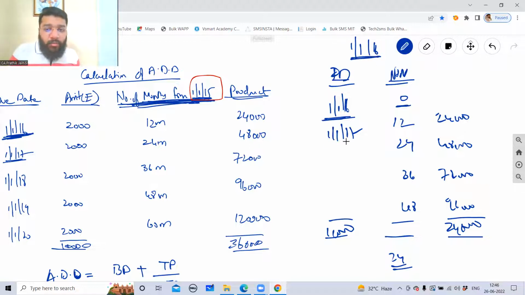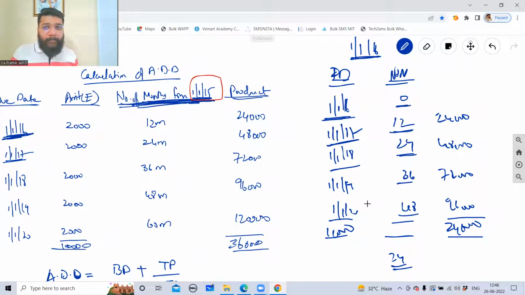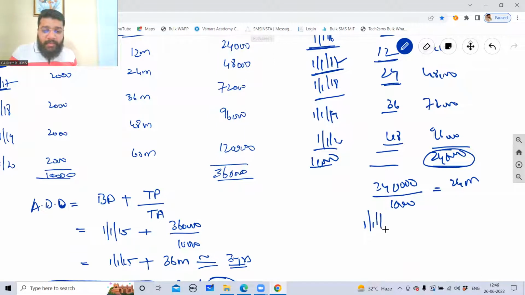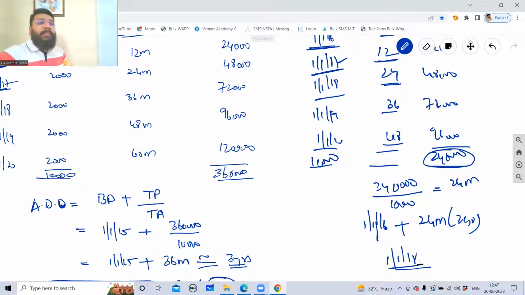Base date 1/1/16 to 1/1/17, 12 months. So 1/1/18, 24 months. 1/1/19, 36 months. 1/1/20, 48 months. Right? So when you multiply, you'll get 240,000 as total product. So 240,000 upon 10,000, you will get 24 months. Now the base date is what? 1/1/16. So 1/1/16 plus 24 months, which is nothing but 2 years, will be 1/1/18. So even if you take 1/1/16 as a base date, you're getting the same answer.